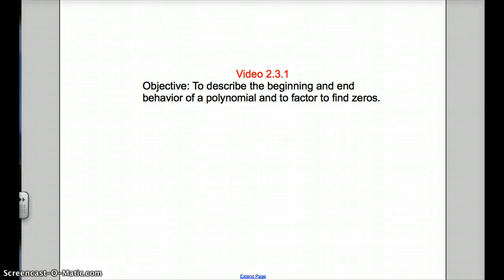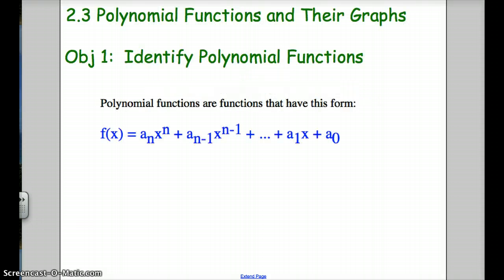This is video 231, and our objective in this video is to be able to describe the beginning and end behavior of a polynomial and to factor to find the zeros. So we're just going to break it down and start with those simple pieces. So let's take a look at reminding what the definition is.